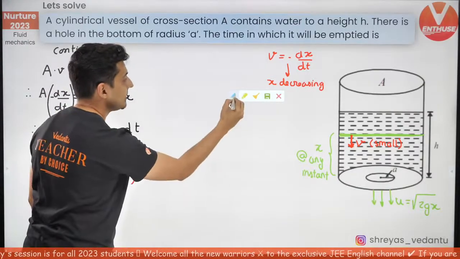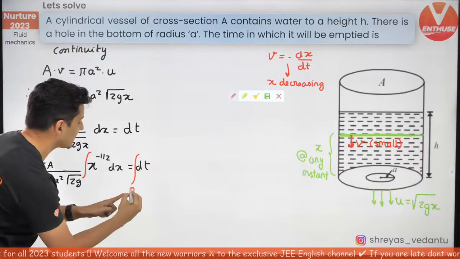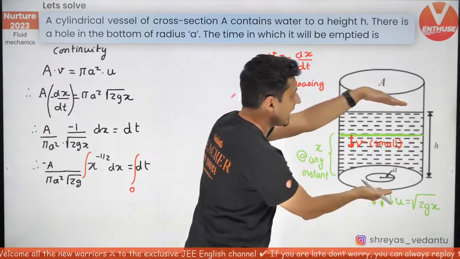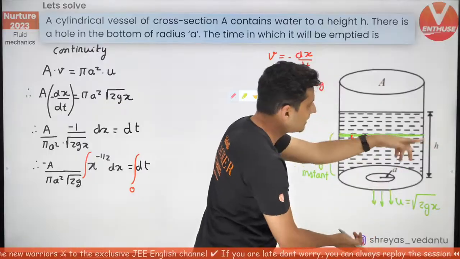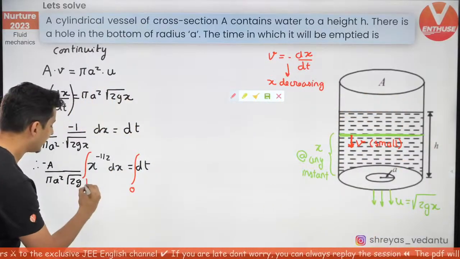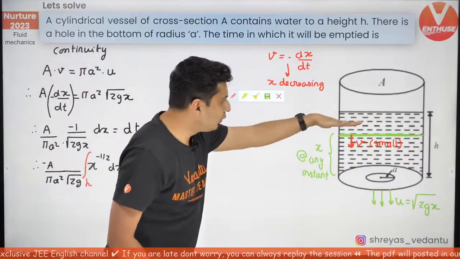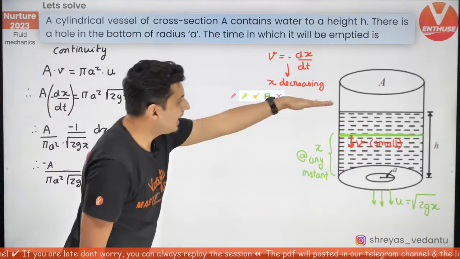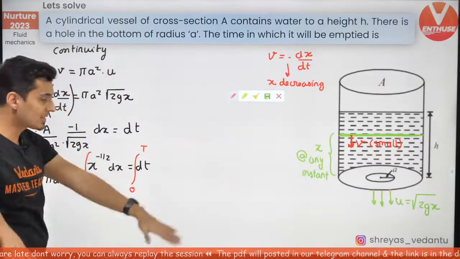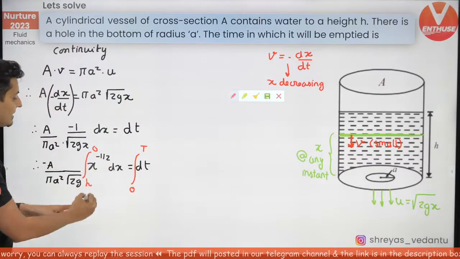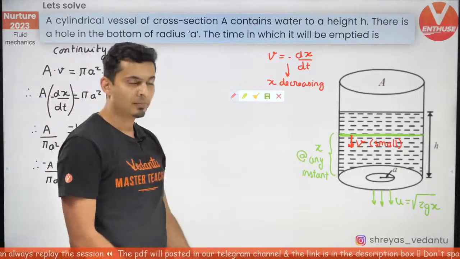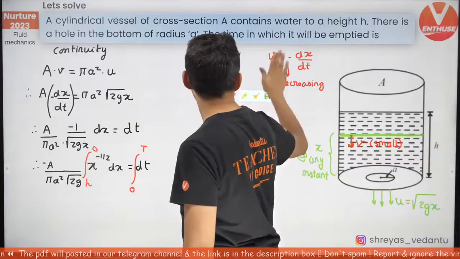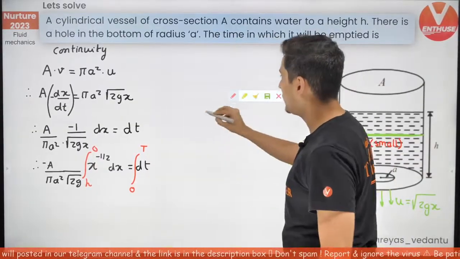What are the limits? When you just start, that means time is 0, x is h. It starts from here. So x is basically h. When you wait for some time, that means t time, then the value of x becomes 0. That means it's completely empty. So that's why these will be the limits of integration. Everyone fine till this point? Very good. So let's just move on and see what do we get next.